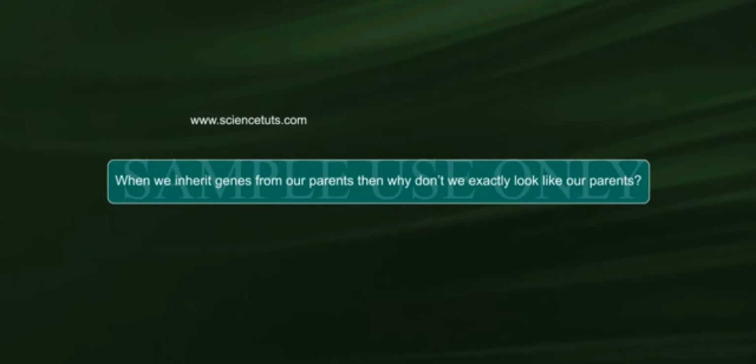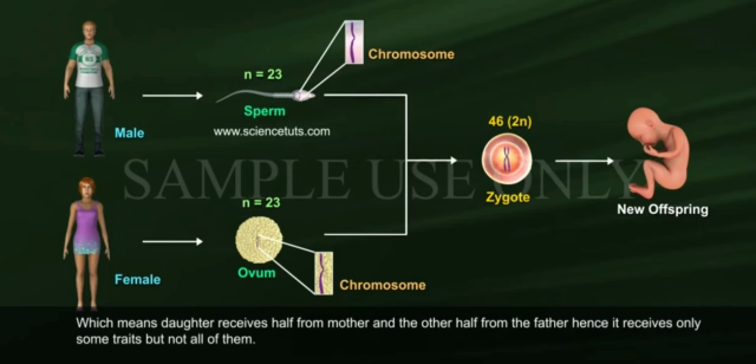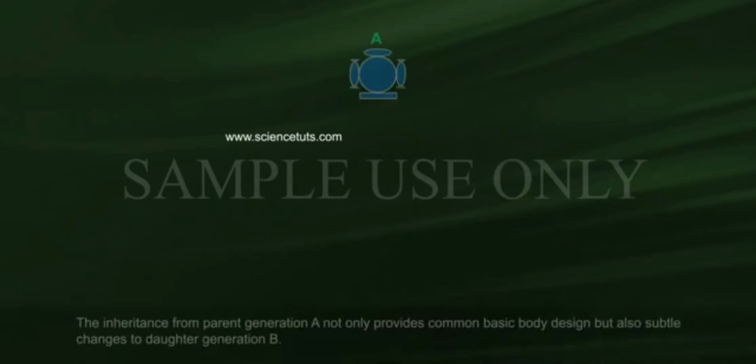When we inherit genes from our parents, then why don't we exactly look like our parents? Because, as we discussed earlier, in multicellular organisms, the daughter individual receives only half the number of chromosomes from each parent, which means the daughter receives half from the mother and the other half from the father, hence it receives only some traits but not all of them.